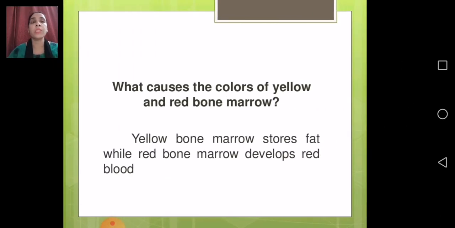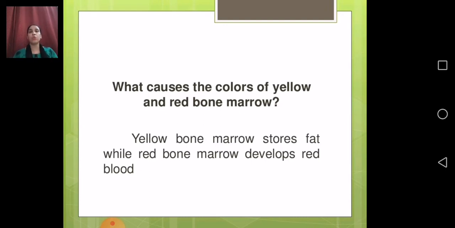Now, what causes the color of yellow and red bone marrow? You might have heard about bone marrow being transferred when a person is suffering from some sort of cancer. Bone marrow of two siblings can be transferred, or of a father or mother, whoever's blood matches with the child. Now yellow bone marrow stores fat, while red bone marrow develops red blood. Red blood cells are very important.